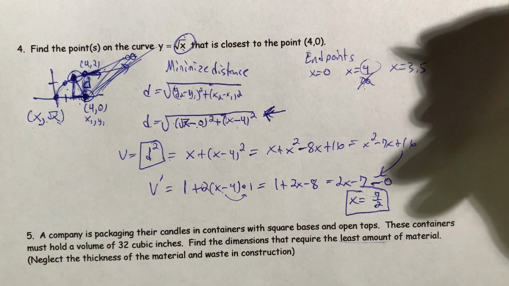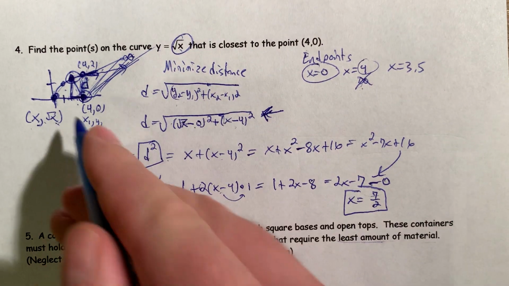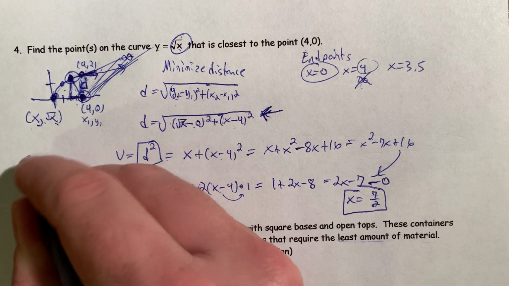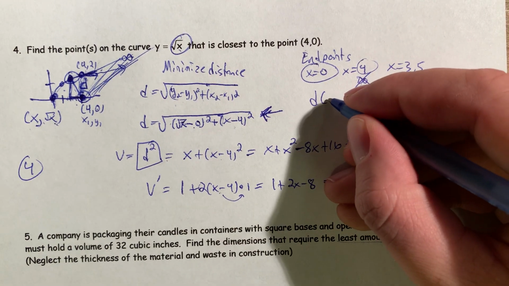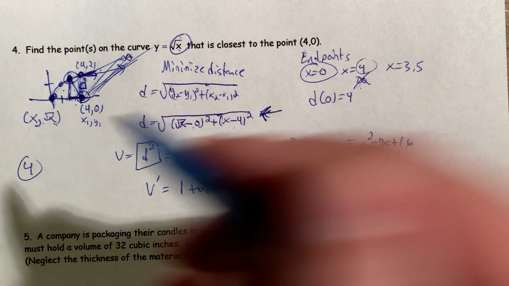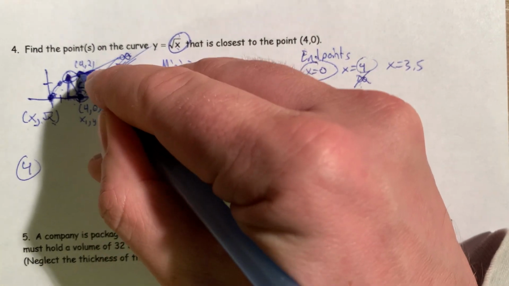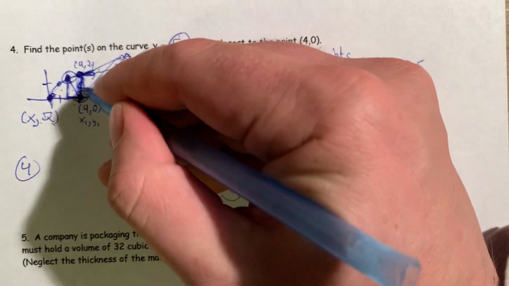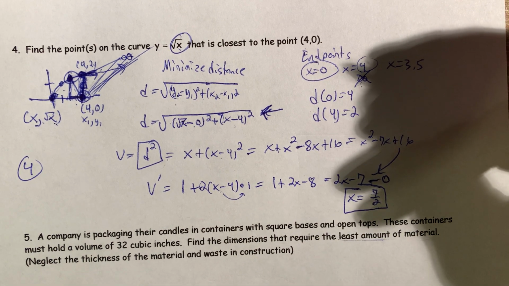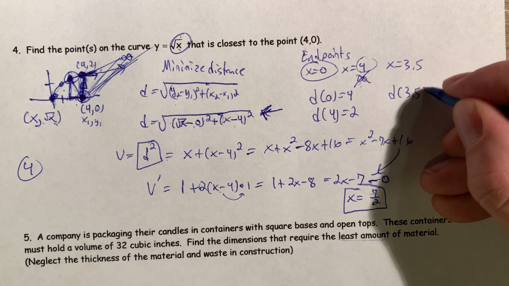So let's find the distance at each of these places. The distance when x equals 0, at this endpoint, what is the distance between here and the point 4, 0? Well, the distance is 4, right? So the distance at 0 is 4. It's 4 away, 1, 2, 3, 4. What about the distance when x is 4? When x is 4, the y value is 2. And it's obviously exactly 2 away, so that's better. And that should make sense that it's closer. But we also need the distance at 3.5. This is a little bit annoying.